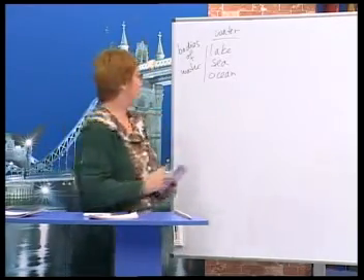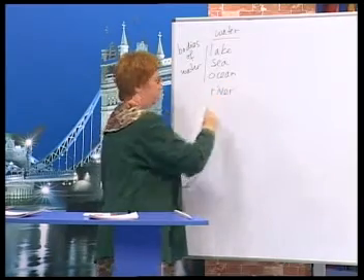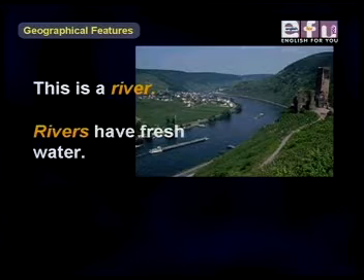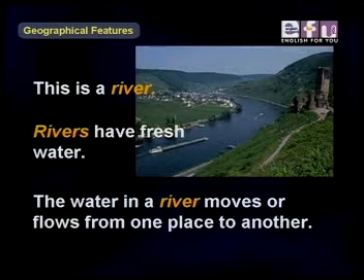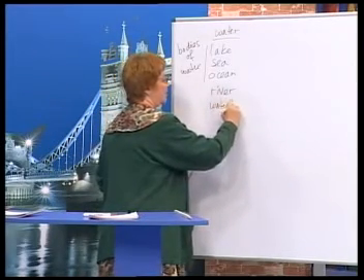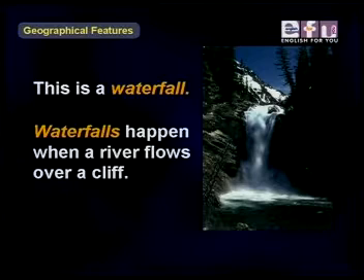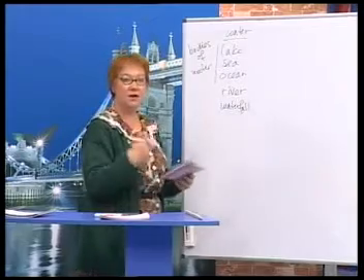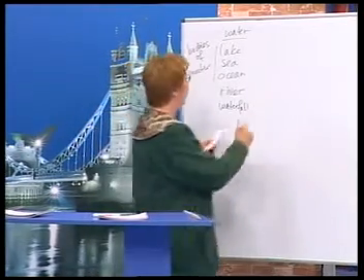Now, the next one for water is river. On your screen you see this is a river. Rivers have fresh water. The water in a river moves or flows from one place to another. The next one we can see is a waterfall. Waterfalls happen when a river flows over a cliff. The water falls. Okay.